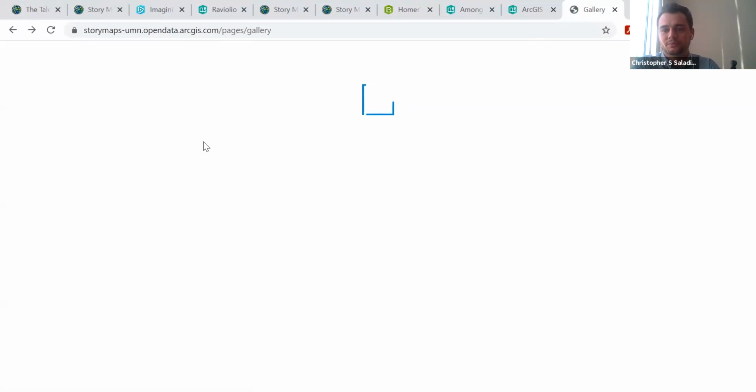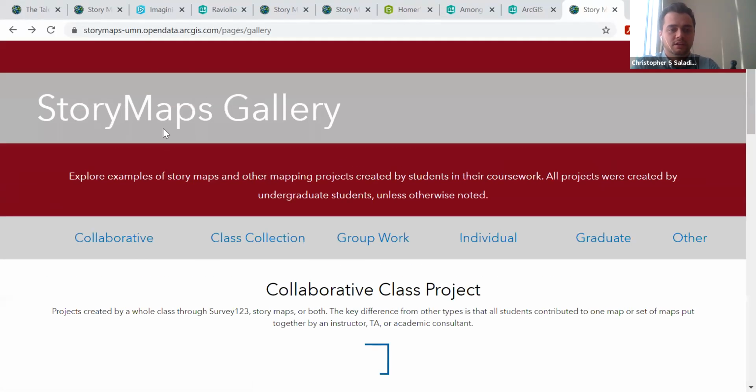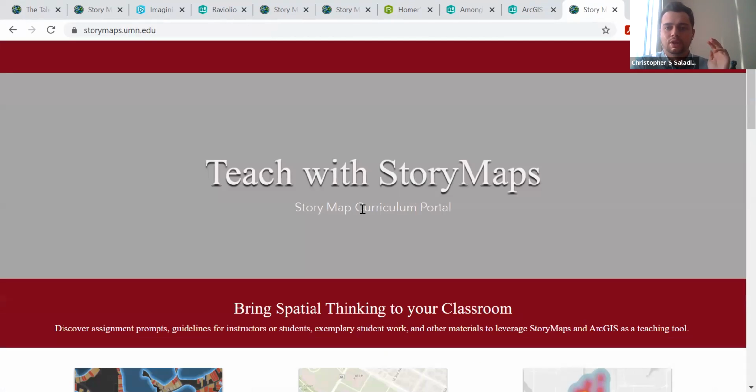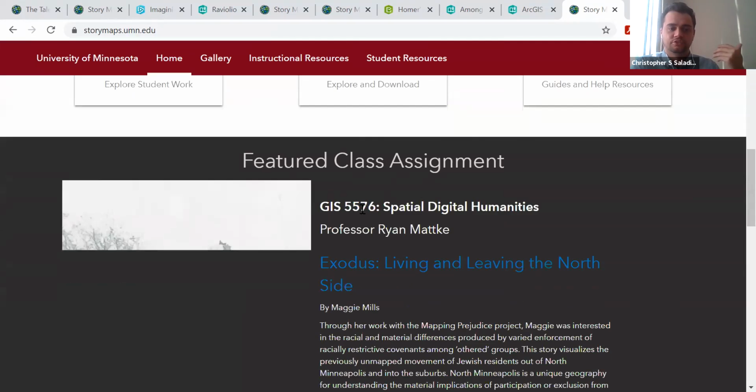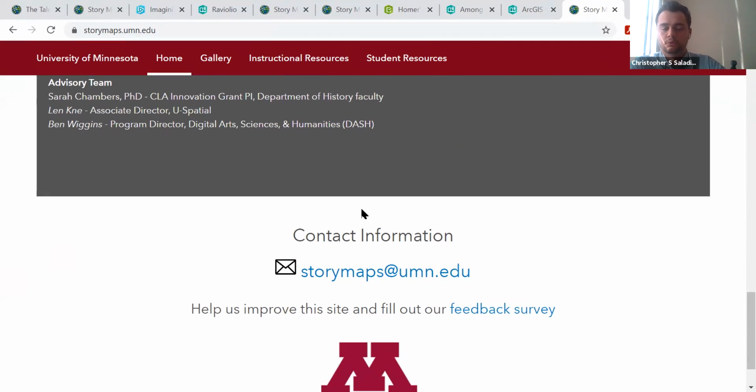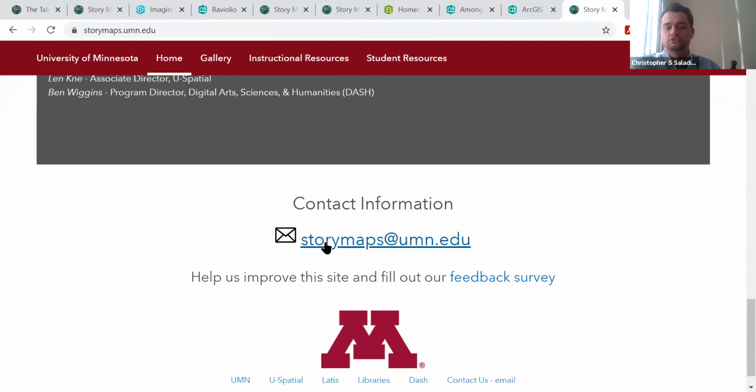The last thing to mention with the StoryMaps curriculum portal is that if you want to get in contact with people who will help you with your class, whether it's designing the assignment or actually running it, and you want someone to come in and do a workshop with your students, I encourage you to email storymaps@umn.edu. There's a team of people who are usually very happy to help, and we'll try to help you come up with an assignment.